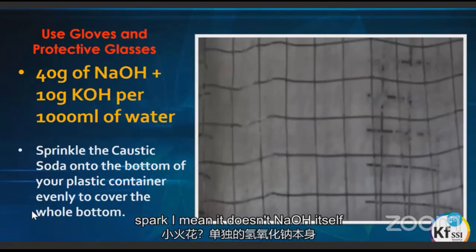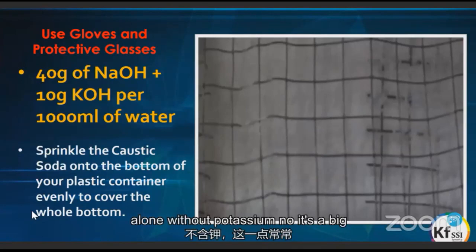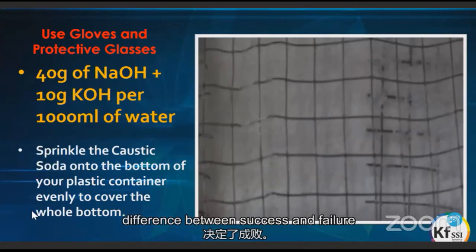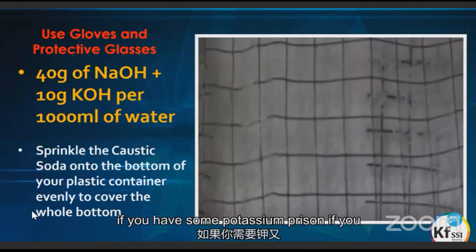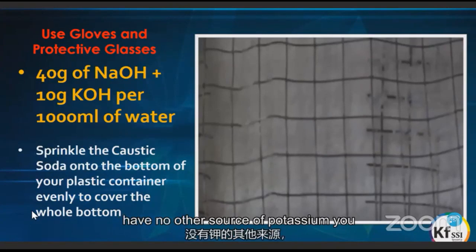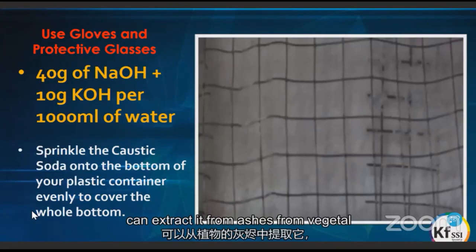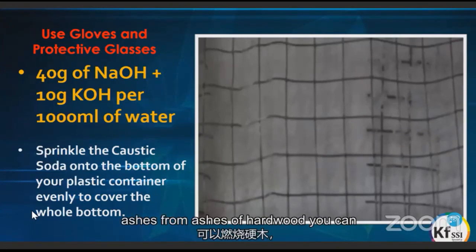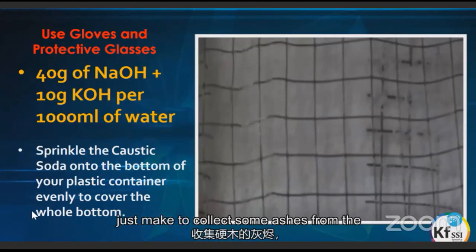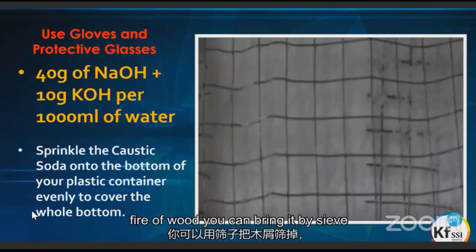Why do we need the spark? I mean, doesn't NaOH itself work alone, without potassium? No, it's a big difference between success and failure if you have some potassium present. If you have no other source of potassium, you can extract it from ashes, from vegetal ashes, from ashes of hardwood. You can just collect some ashes from the fire of wood.